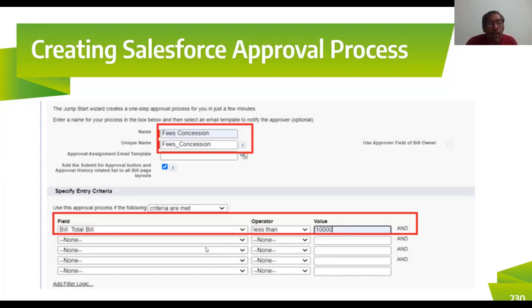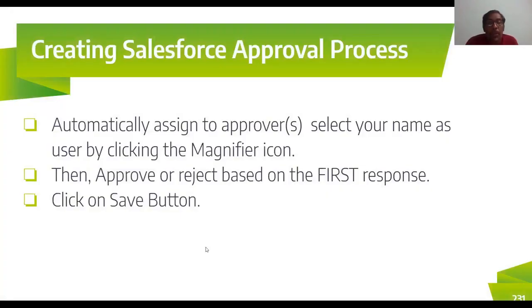So the total bill amount should be less than 10,000. If it is less than 10,000, let me see whether it's going to approve or not, right? So then you're going to specify 10,000 here. Automatically assign the approver. Select your name as user by clicking the magnifier icon. Then approve or reject based on the first response. Then click on the save button, right?